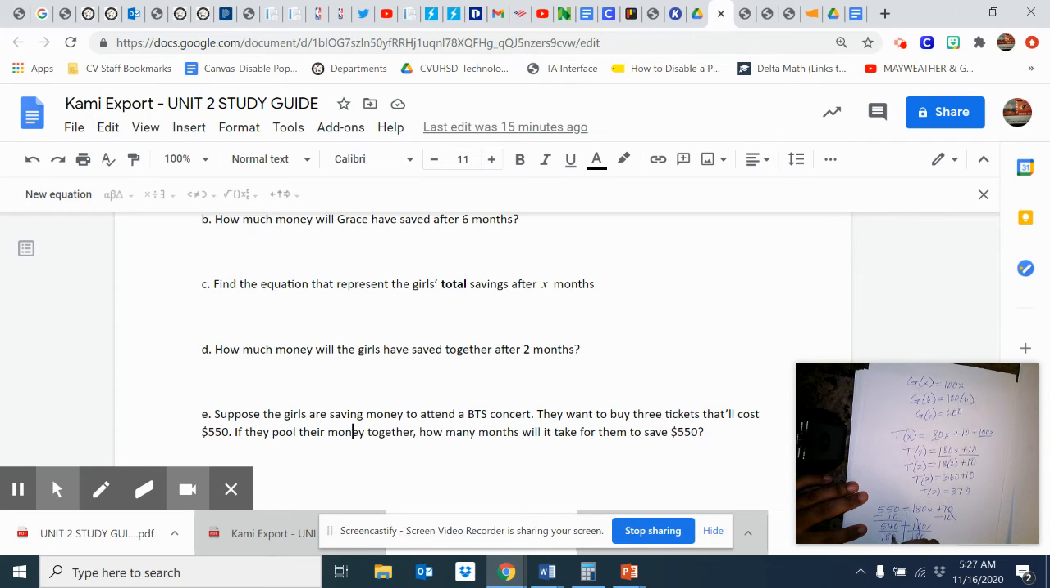Subtract 10. That's 540 equals 180x. Divide. Cross off the zeros. 54 divided by 18 is 3. So x equals 3 months.